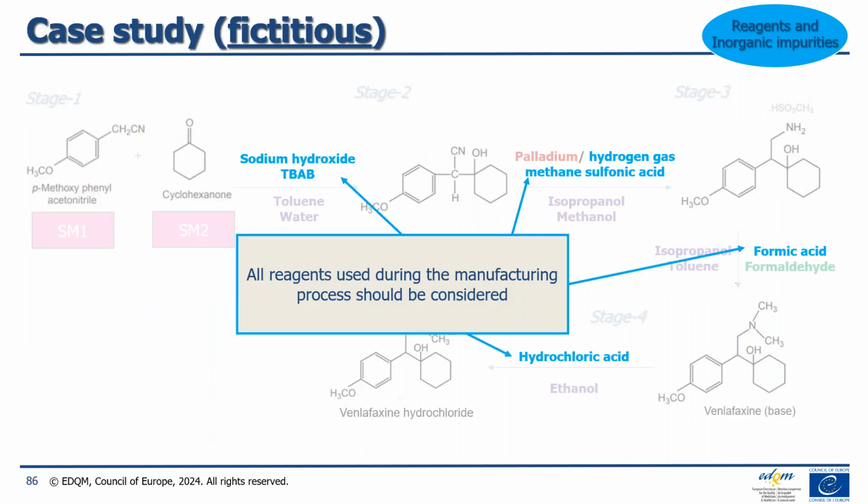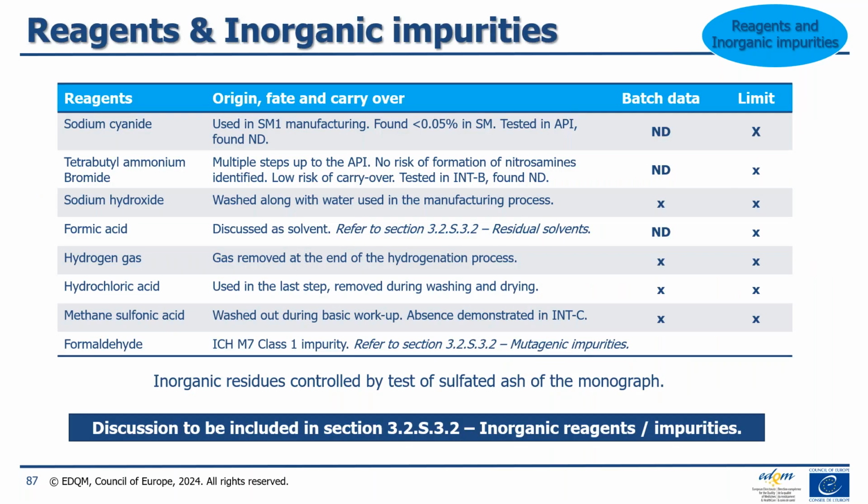Next slide. In our case, we have several reagents that have been used and have been considered. Next slide. All the elements that have been tested were found not detected in the API. Inorganic residue can be controlled and tested using the test for sulfated ash of the monograph. In that case, there is no need for further discussion, but anyway, the discussion should be included in section 3.2.S.3.2 under inorganic reagent impurities.